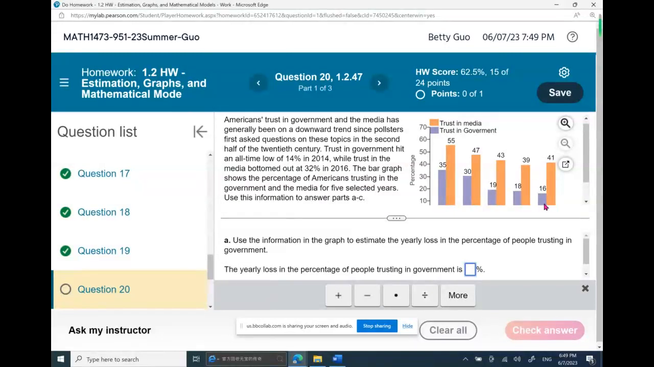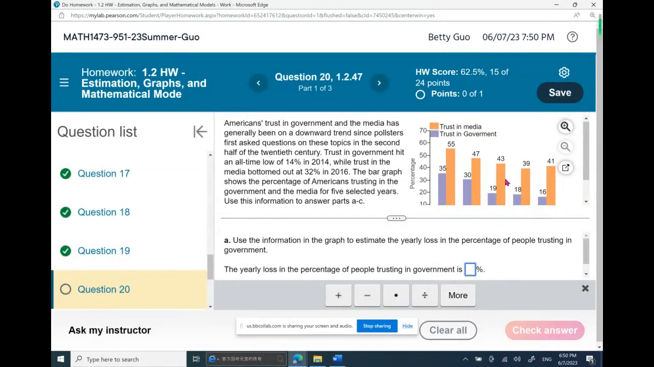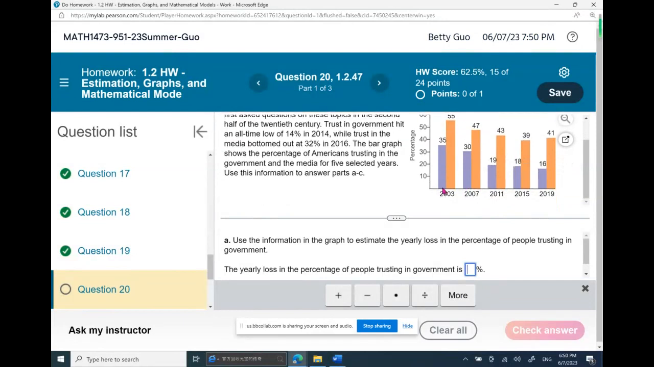Don't round them, by the way. Do not round the 35 to 40 and round 16 to 15. Do not round the numbers. Use the information that is given. Yes, 19. 35 minus 16 is 19, right? And divide that difference by the number of years from 2003 to 2019.